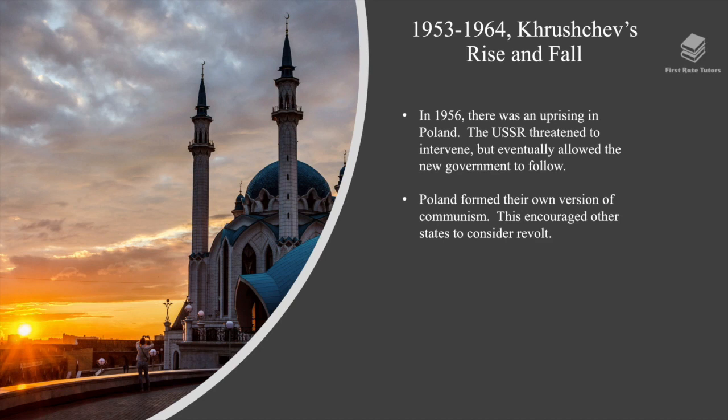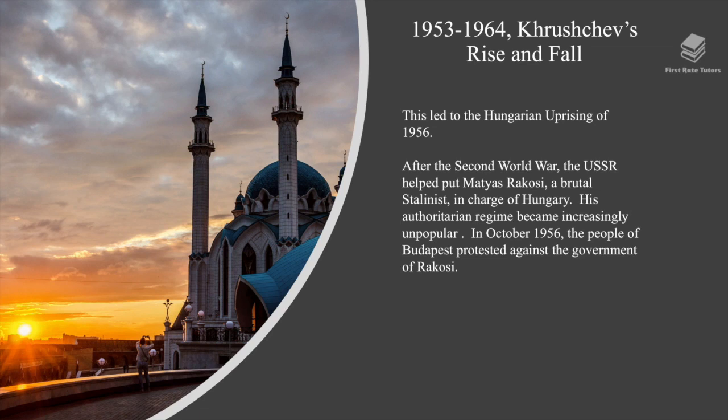In 1956, there was an uprising in Poland. The USSR threatened to intervene, but eventually allowed the new government to follow. Poland formed their own version of communism. This encouraged other states to consider revolt. This led to the Hungarian uprising of 1956.